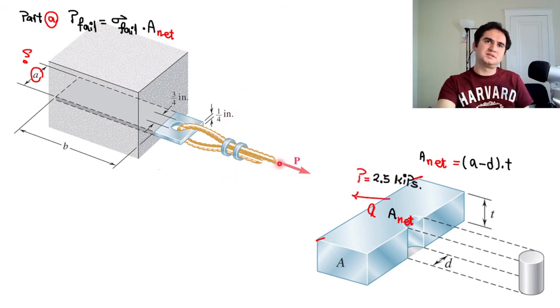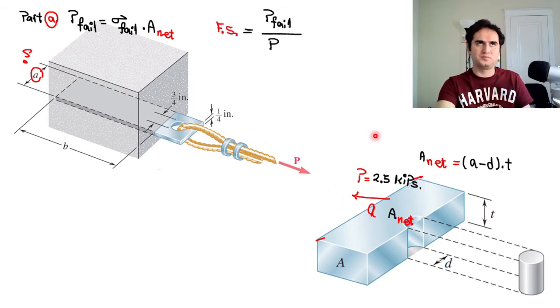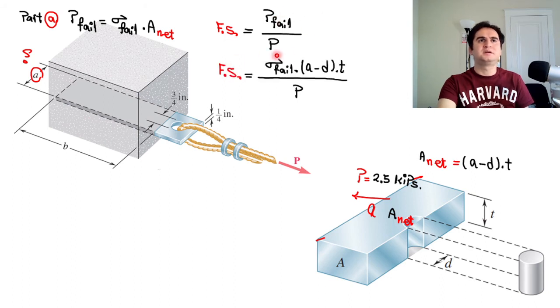And also the same kind of force applies to the steel. Again, pull. And factor of safety is force of failure, P failure, over acceptable P, which is the P in our problem statement. By expanding P failure, we can rearrange the equation of factor of safety. That's nothing but sigma failure times net cross-sectional area (A minus D) times T, over acceptable P, which is provided in the problem statement.